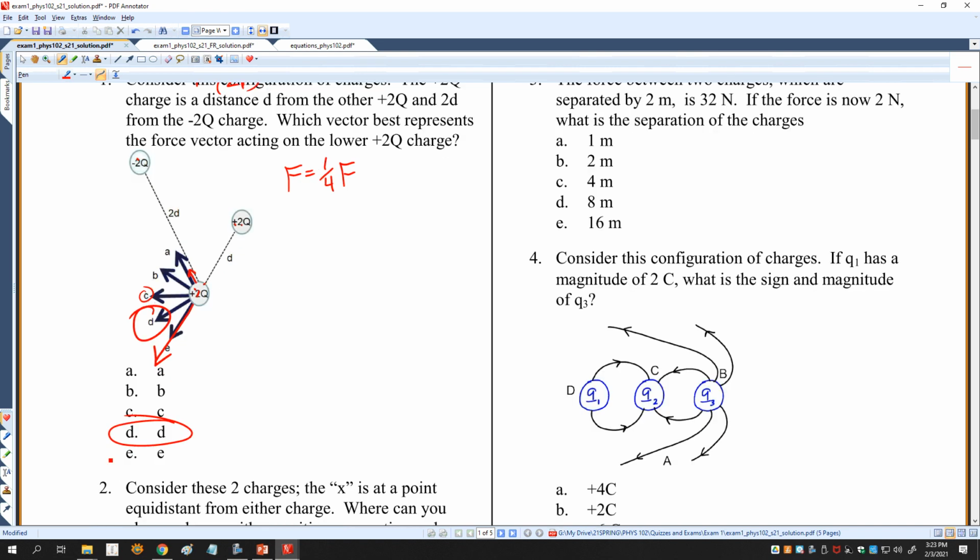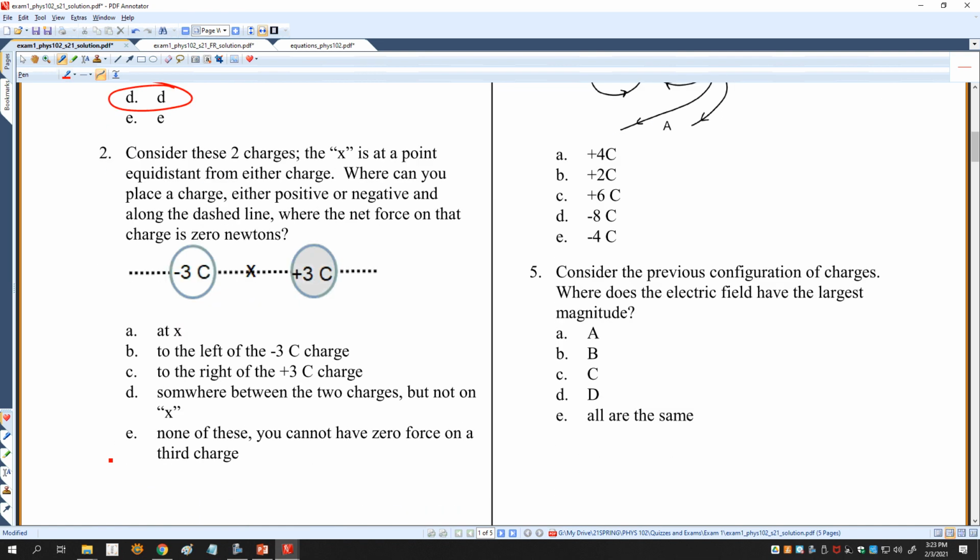So D is the right answer. Consider these two charges where X is at a point equidistant from either charge. Where can you place a charge, either positive or negative, along the dashed line where the net force on that charge is 0 newtons? So where can I put a charge?